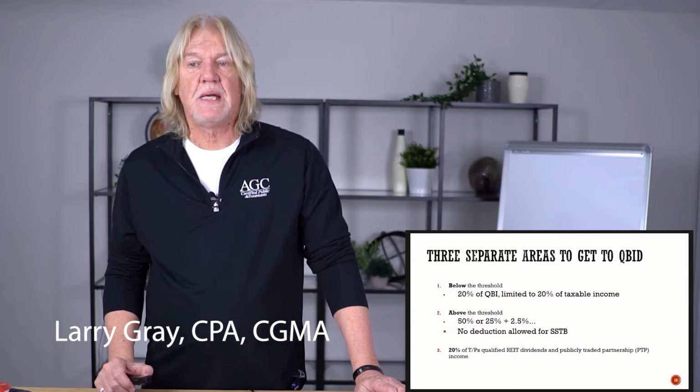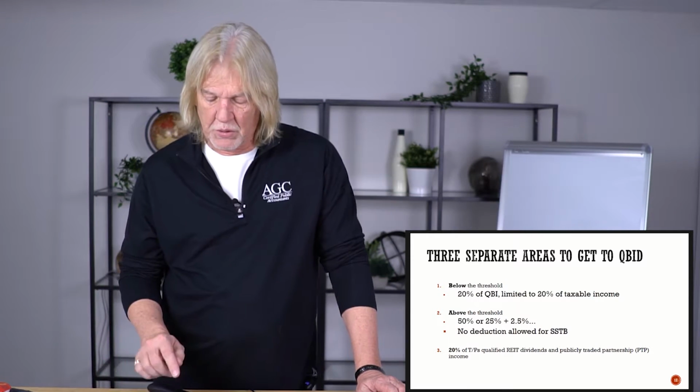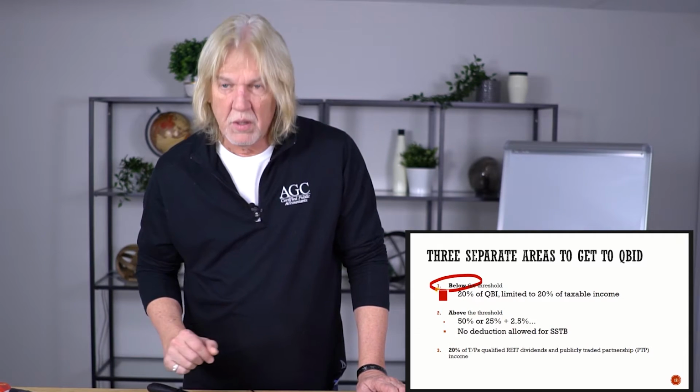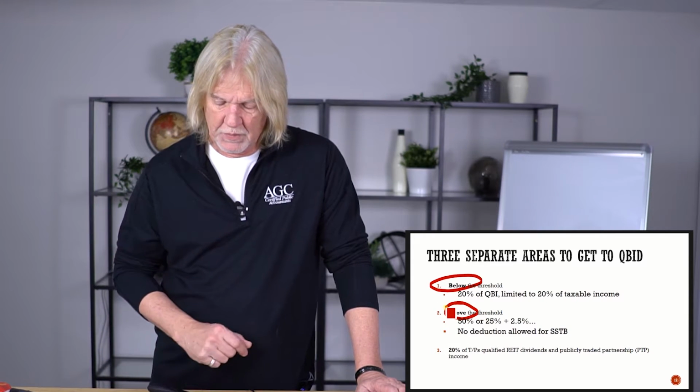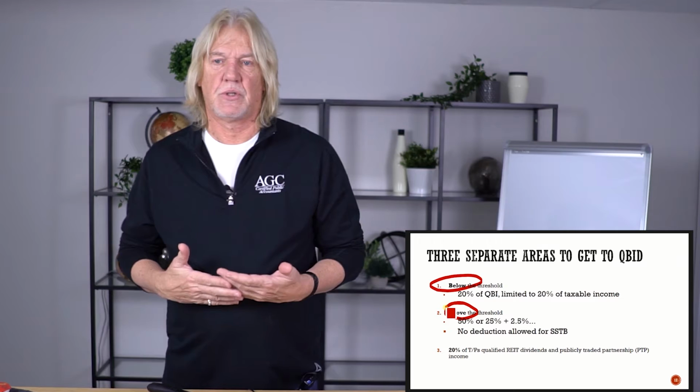Next area we want to look at: there are 3 areas of QBI in calculating income. There's one that's below what we call this threshold. There's one above the threshold. And then there's a phase-in and phase-out through the threshold. But first, what is the threshold?